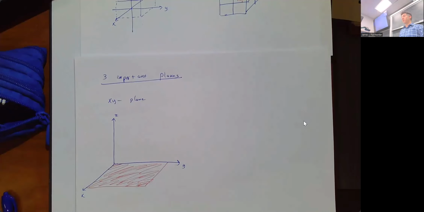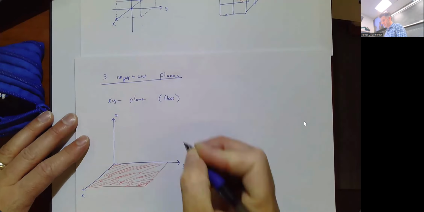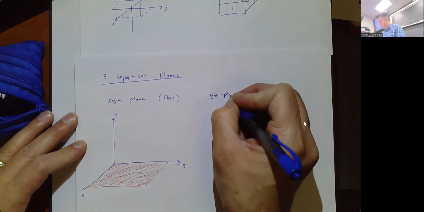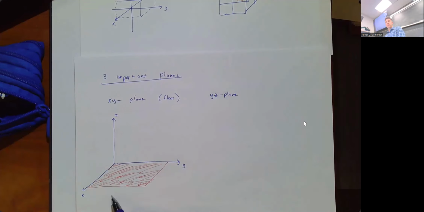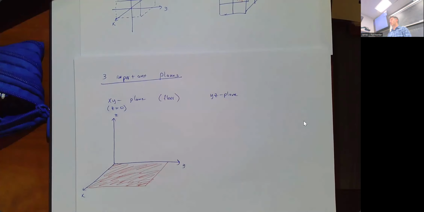Or in terms of the room, the XY plane is the floor. And then we have the YZ plane. So in the XY plane, what's true about, sorry, I got to hit myself there. In the XY plane, you haven't gone up, you haven't gone down, so Z has to equal 0. So if we're talking about the XY plane, Z is 0. And that is literally the equation of the XY plane.